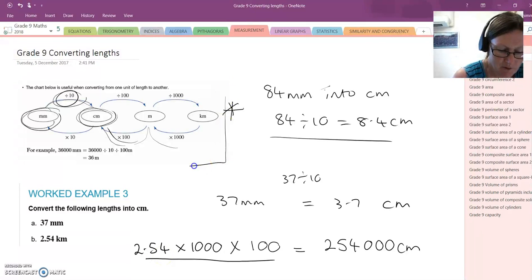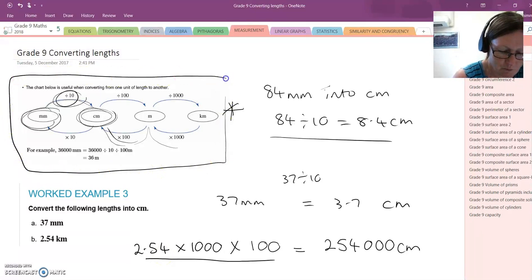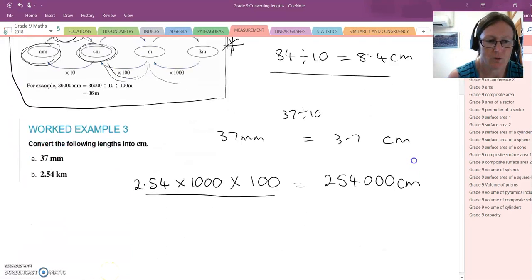So I can't highlight enough to remember, if you like, this chart, but also become familiar with how many centimetres there are in a metre, how many metres in a kilometre, etc. Just really important to understand how to convert units of length.